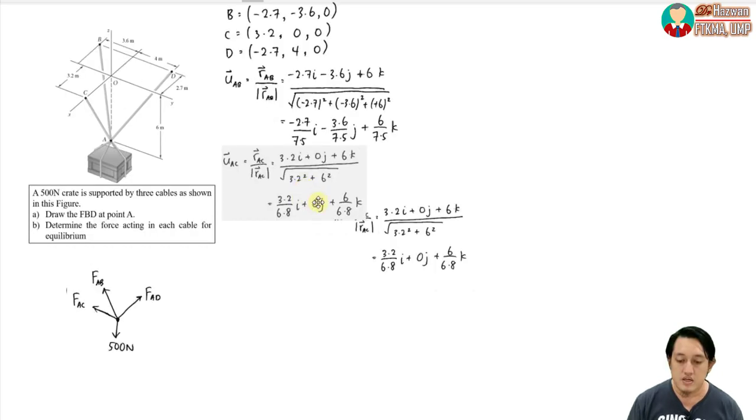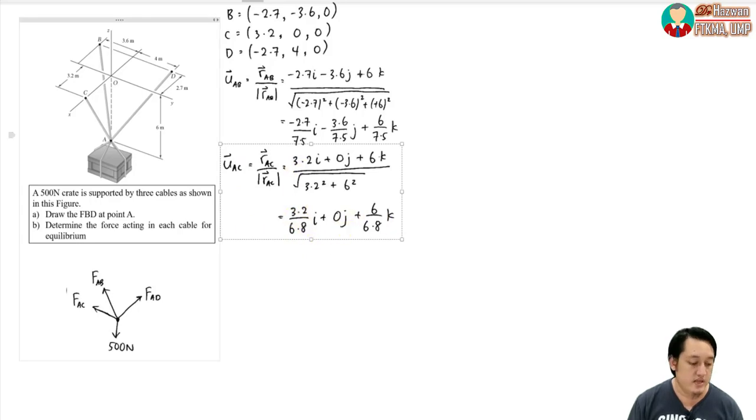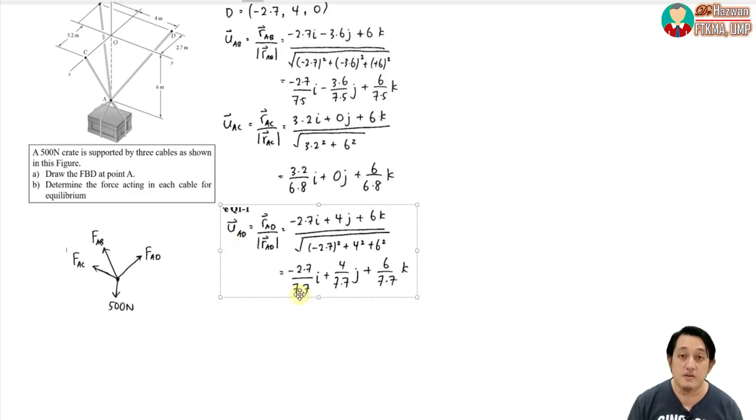So this one here is UAC. UAC is this one. The magnitude is 6.8, and this is the unit vector. And then the final one, which is UAD. So for UAD, the magnitude is 7.7. And the direction is this one, -2.7 plus 4 plus 6.